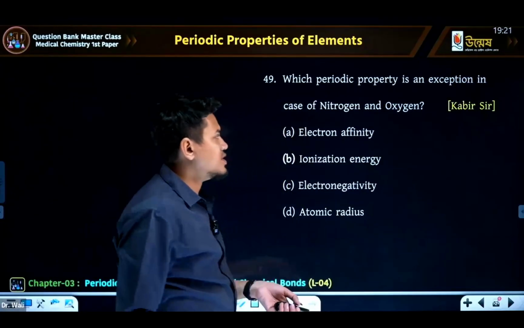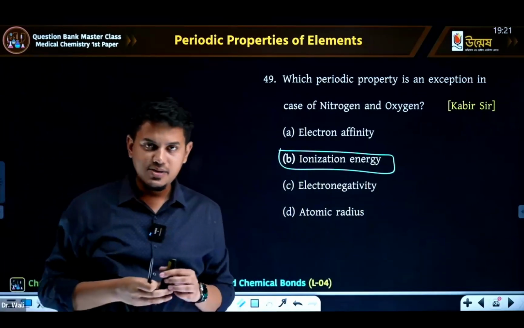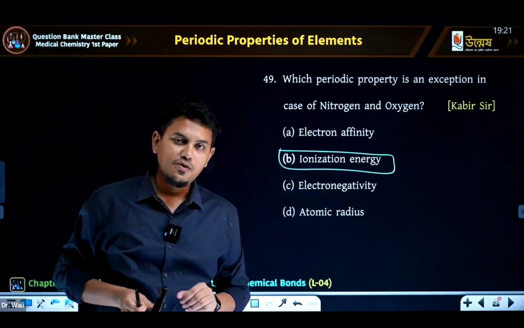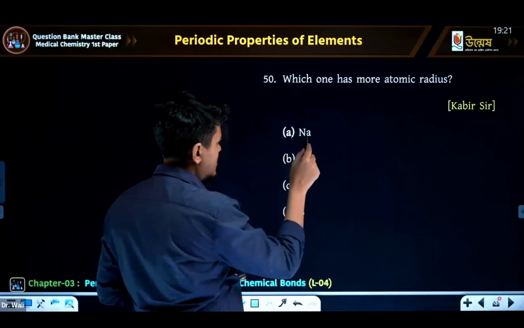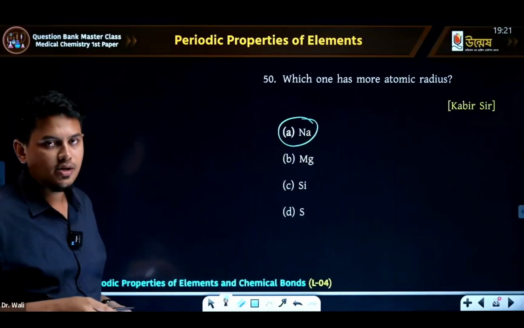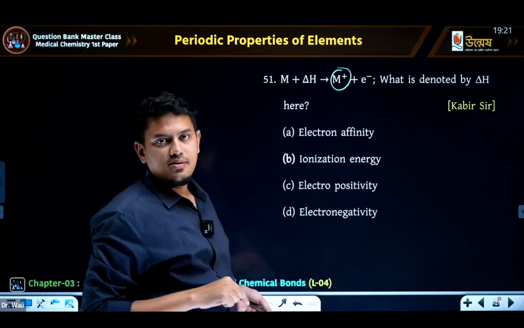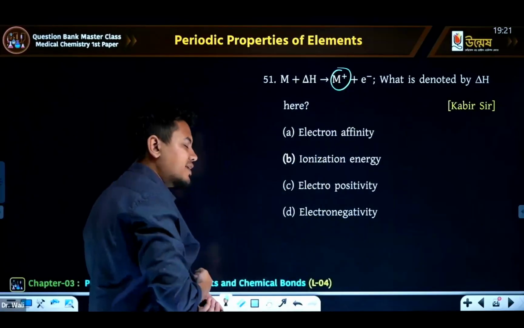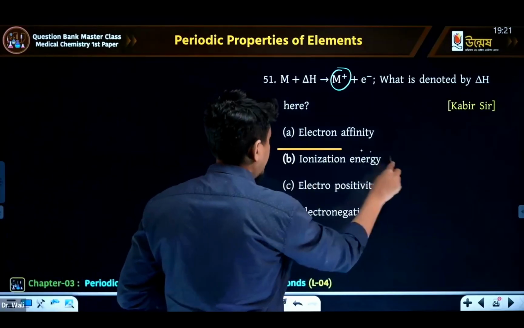Which periodic property is an exception in the case of nitrogen and oxygen? Certainly ionization energy. Here, oxygen should show higher ionization energy because of its position, but due to the stability of the configuration, nitrogen shows higher ionization energy. Which one has more atomic radius? The one located at the left in a period shows the greater radius. Here we can see cation formation. That means an electron moves away. One more electron moves away in a gaseous state. That determines it represents ionization energy. So the answer will be B.